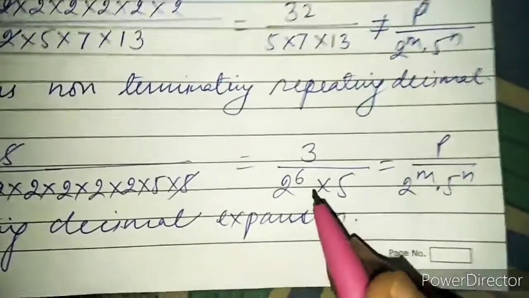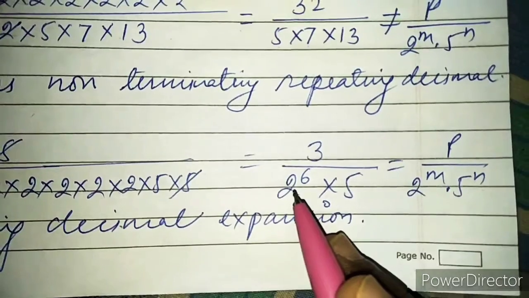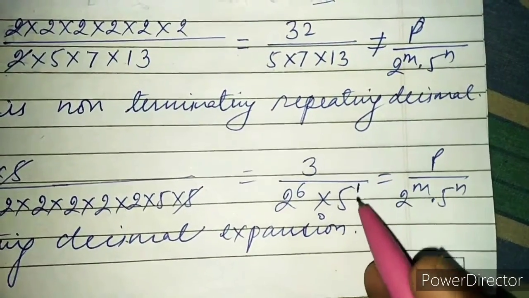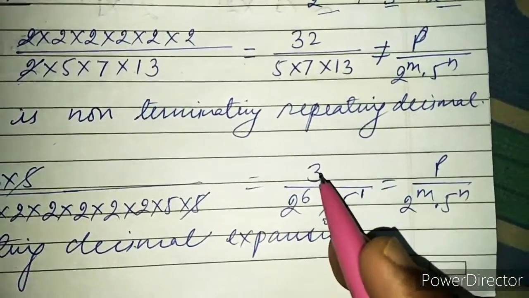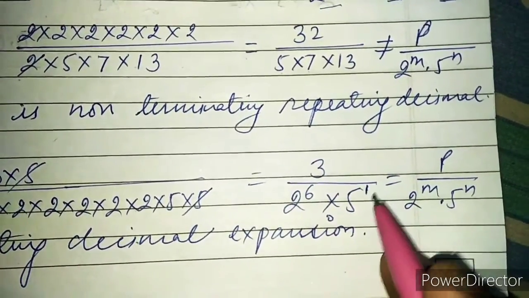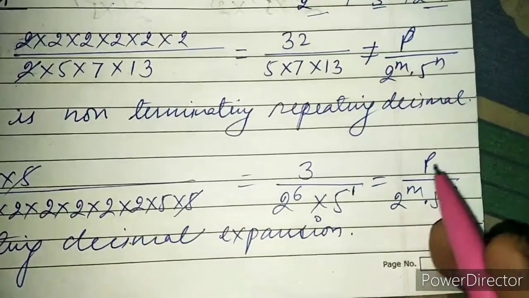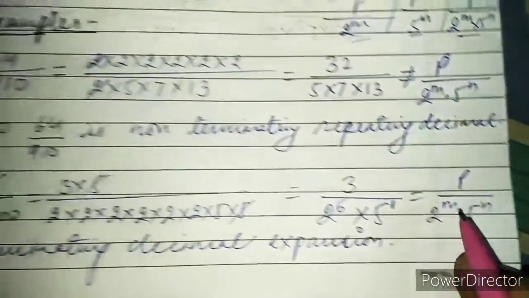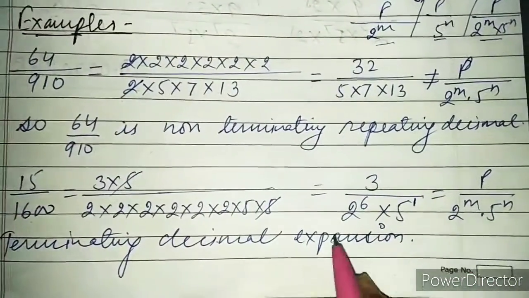You can see here that in the denominator there is 2 to the power m into 5 to the power n. There is nothing else, so it will be 1. So 3/2 to the power 6 into 5 to the power 1. There is no extra number, right? So it is in the form of p/2 to the power m into 5 to the power n. So this will be a terminating decimal expansion.